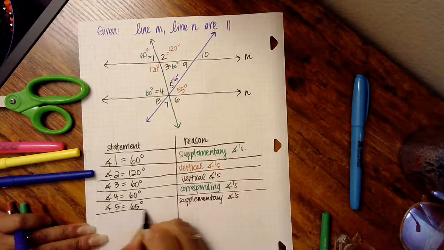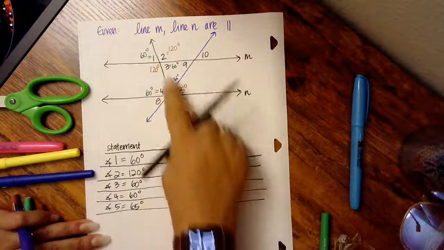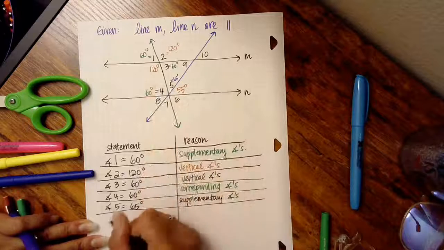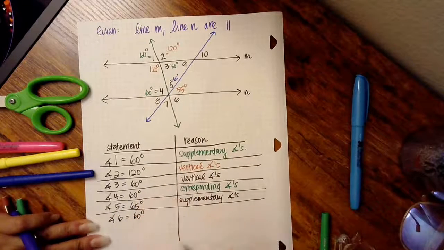Cool. I noticed that angle 4 and angle 6, these two lines are intersecting, and angle 4 and angle 6 are vertical angles. So angle 4 and angle 6 must be congruent, so that means that angle 6 is 60 degrees because of vertical angles.